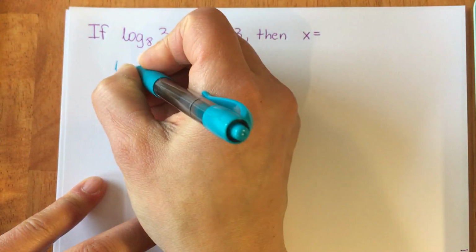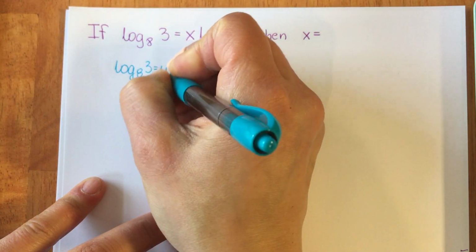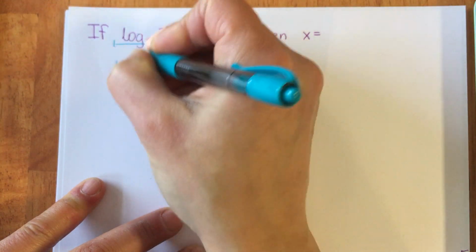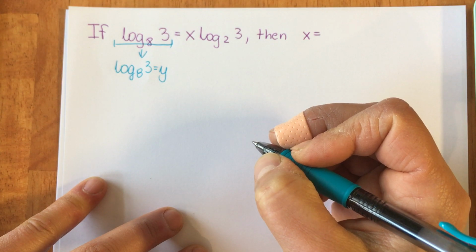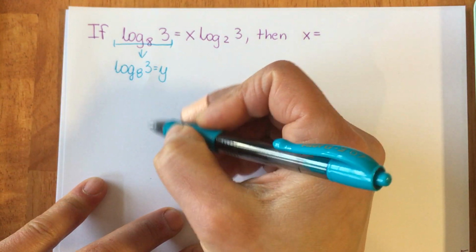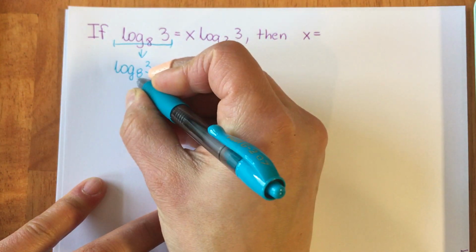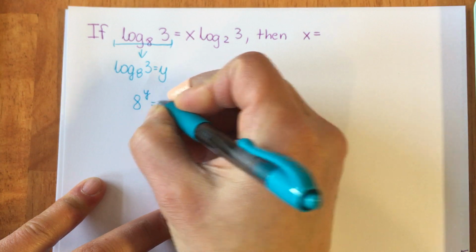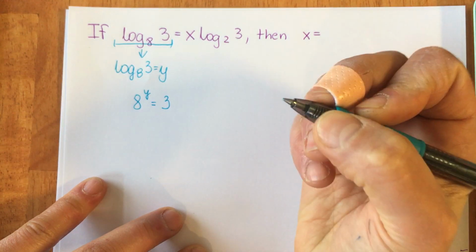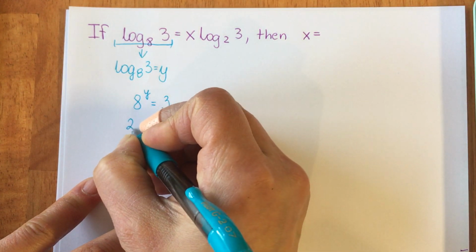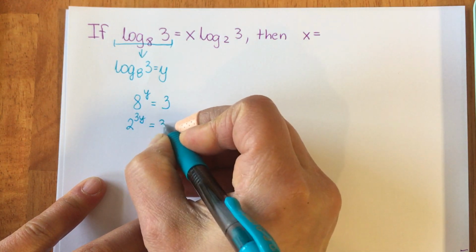So here we go. I will say that log with the base 8 of 3 is equivalent to some variable y. I am going to work with this side and see what I can get out of this equation. I will take 8, raise it to the power of y, and say that's equivalent to 3. Hoping for the best, I will go a little bit farther. I know that 8 is 2 to the power of 3, so 2 cubed raised to the y is equal to 3.